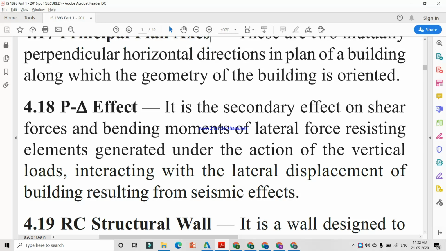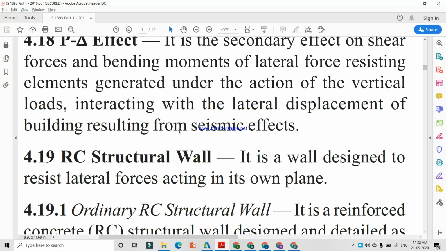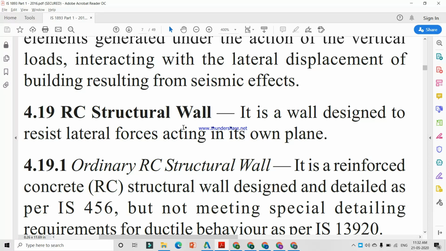The next is the P-delta effect. This is generally a second-order effect on the structure. This is the effect on the shearing force and bending moment of the lateral force resisting element. That means that generally due to the P-delta effect, the shear force and bending moment are increasing in the structural building.